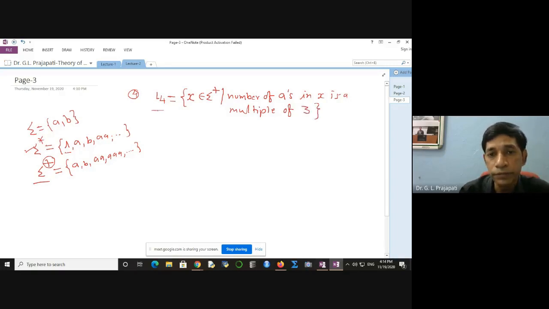Are you getting this thing? L4 is the language. It contains all sentences x which are taken from sigma plus, such that the number of a's in x is a multiple of 3. What do you mean by multiple of 3? So if you write multiple of 3, what does it mean?